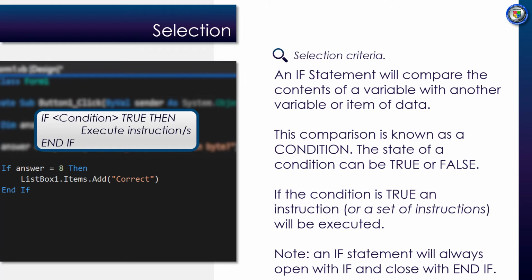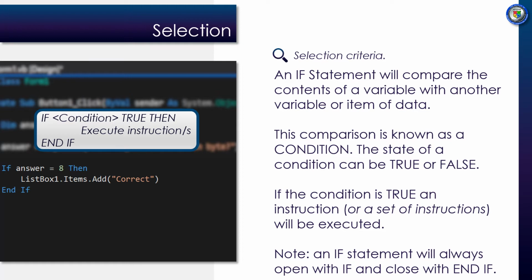If the condition is met, it's regarded as true. If it is not met, it is regarded as false. If the condition is true and is being met, then our instruction or set of instructions will be executed.